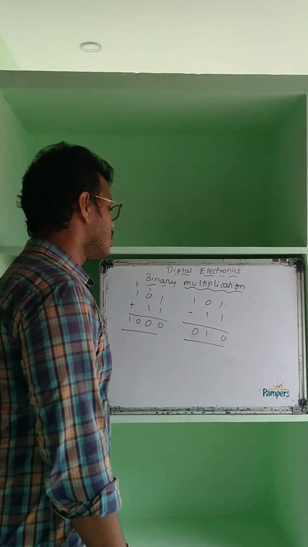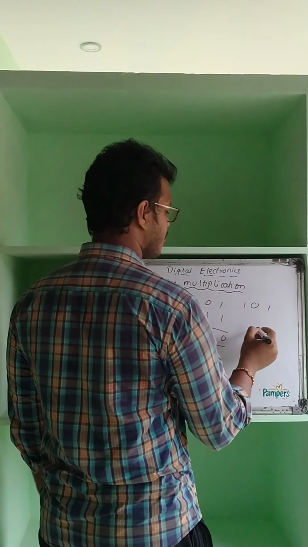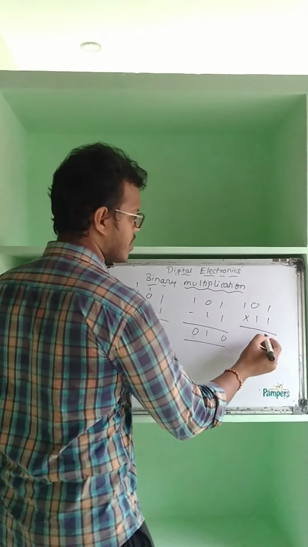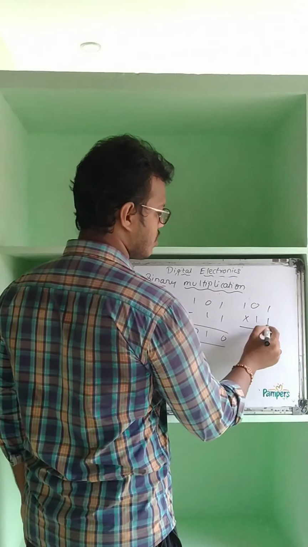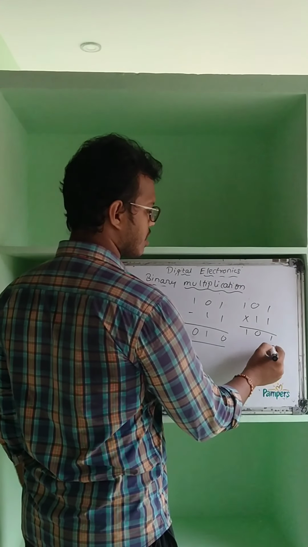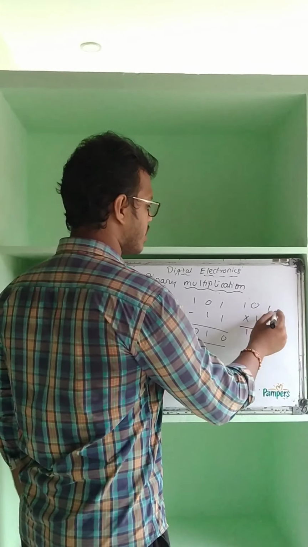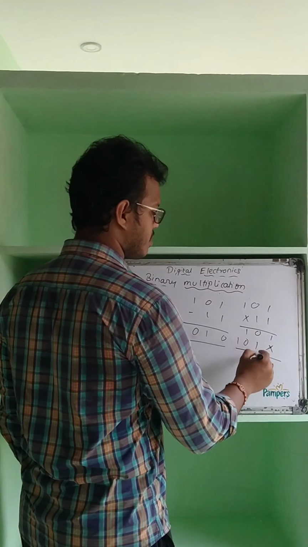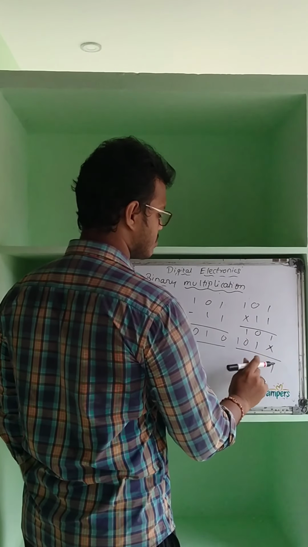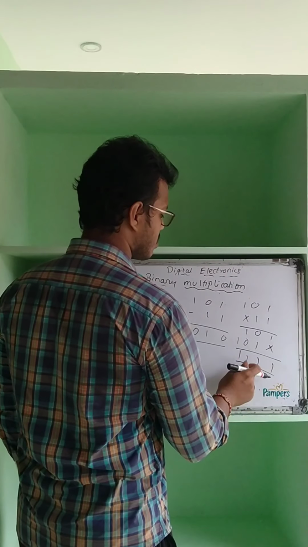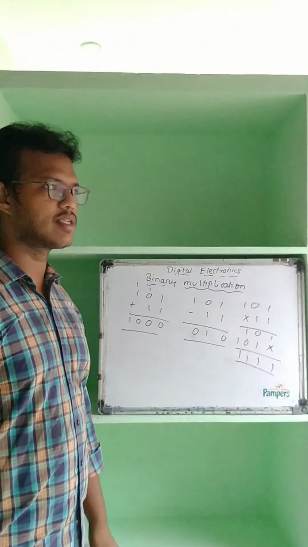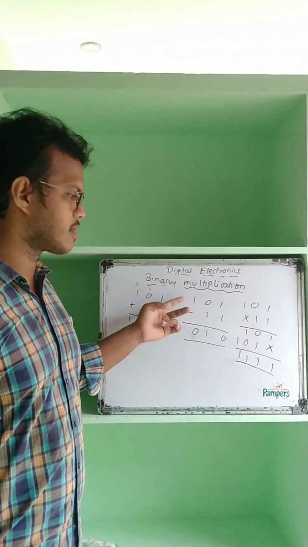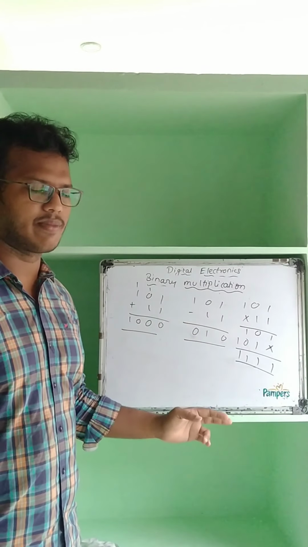Okay. So again if you want to do the multiplication, how do you do? 1 into 1, 1. 1 into 0, 0. 1 into 1, 1. Leave the space. So 1 into 1, 1. 1 into 0, 0. 1 into 1, 1. Okay. Add all the numbers. 1, 0, 1, 1. This is your answer. So you can simply calculate addition, subtraction and multiplication of two binary numbers like this.